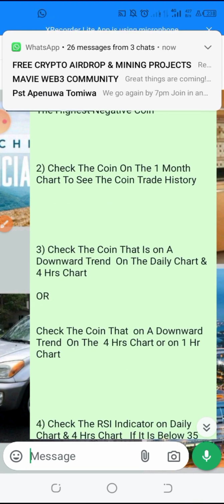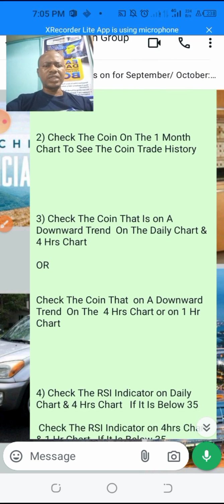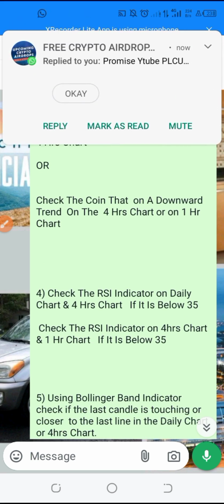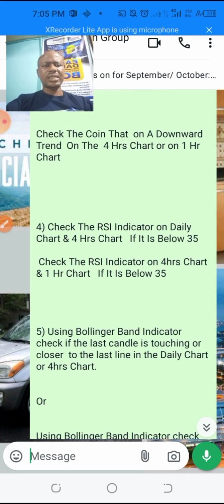Check if the coin is an old coin. Then check the coin on a downward trend. If it's on a downward trend, check the coin is on a downtrend on the 4 hours and on daily charts. Check the RSI indicator. Is it lesser than 35? The lower the RSI on daily chart and 1 hour chart, you are good to go.